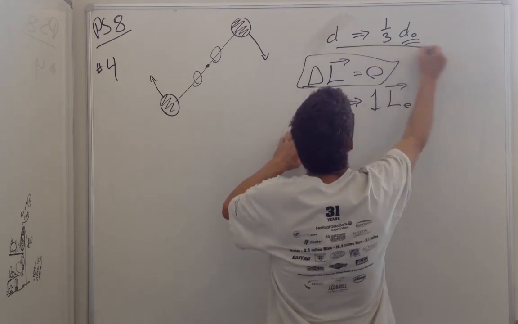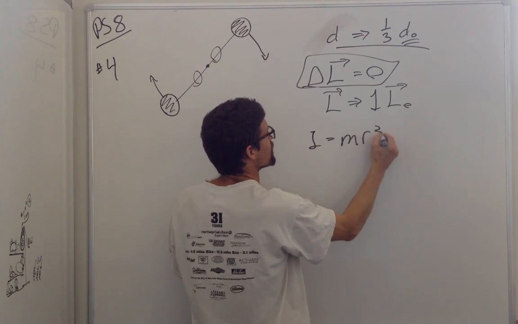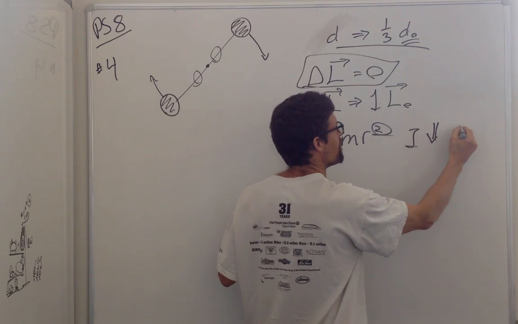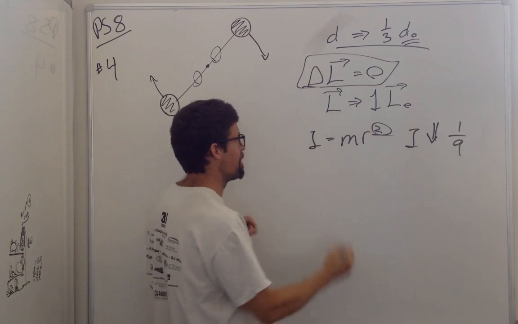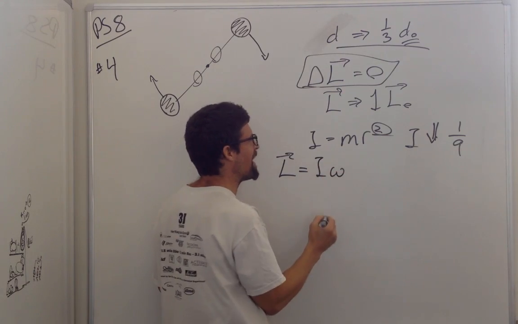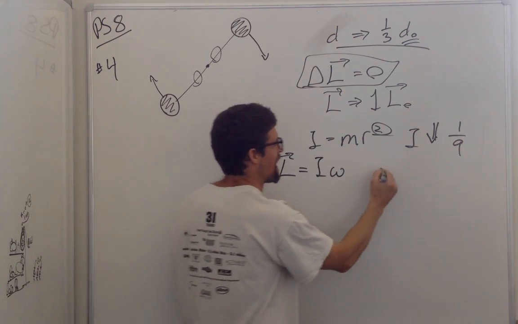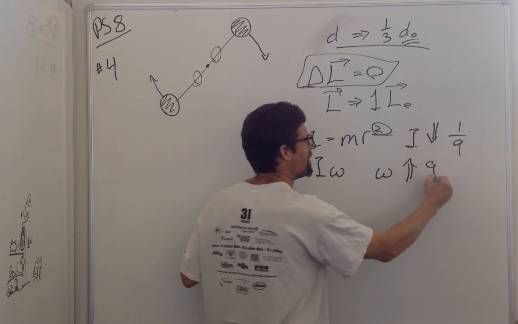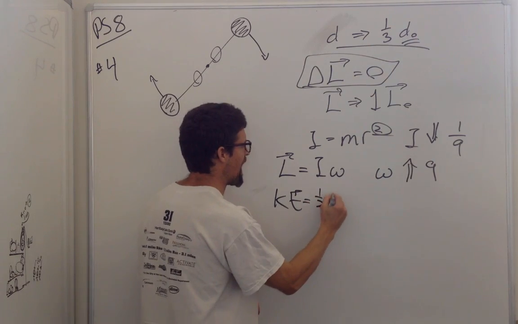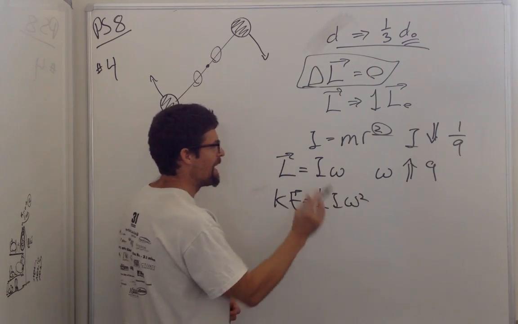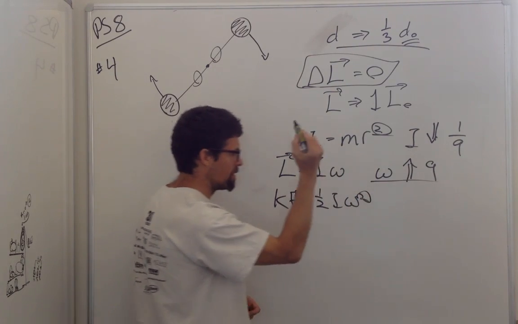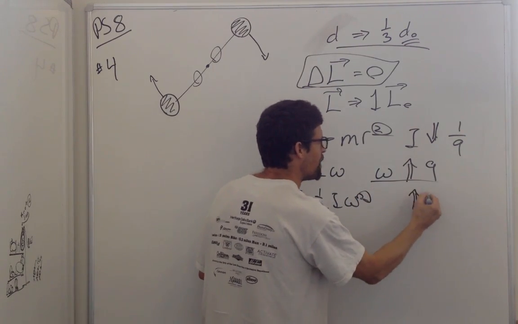So then you look, alright, the moment of inertia, mr squared. So we know the moment of inertia must go down by a factor of 9. How about omega? Well, L, angular momentum, is equal to I times omega. So if this gets smaller by a factor of 9, omega must go up by a factor of 9. How about the kinetic energy? Well, that's equal to 1/2 I omega squared. If omega goes up by a factor of 9 and this goes down by a factor of 9, I square it. So this must go up by a factor of 9.